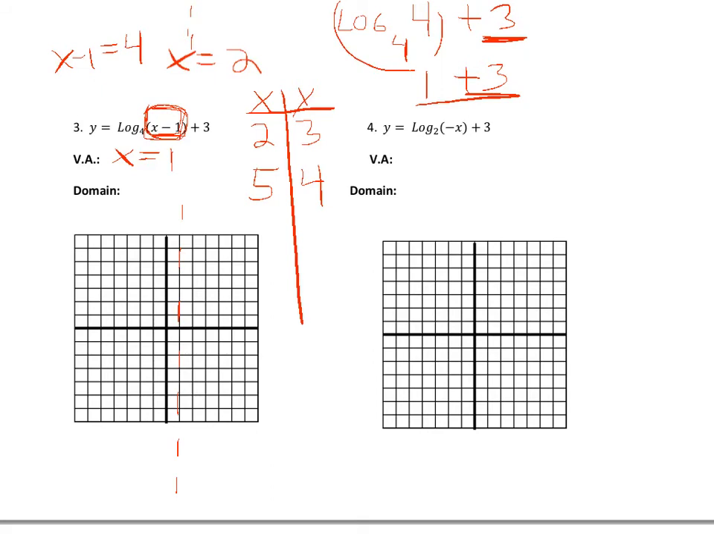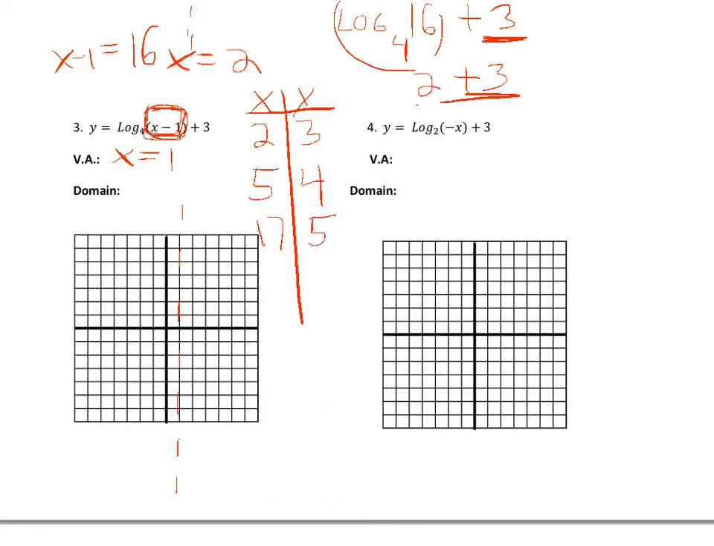Okay, and if I wanted to try another one, well, let's see here. If the base is 4, I know 4 squared is 16. I could take this x minus 1, set it equal to 16. And if I did that, I would get 17. So then if I put 17 in this, 17 minus 1 is 16. So I have log base 4 of 16. Log base 4 of 16 is 2. And 2 plus 3 is 5.